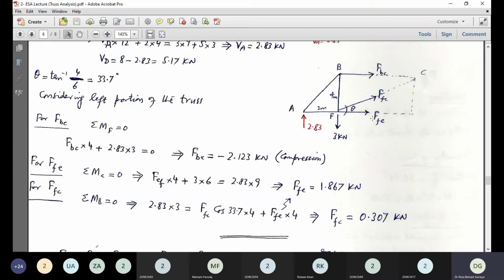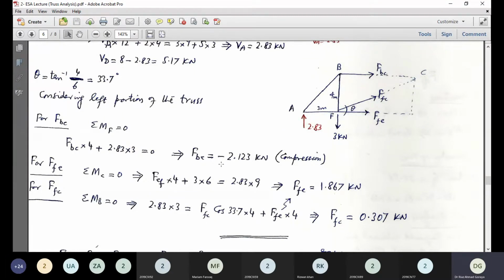By adopting this approach, our calculation work will reduce. So we will be in a comfort zone. So for FBC, sigma MF equals 0, now just FBC into 4 plus 2.83 into this distance 3 is equal to 0. So FBC will become minus 2.123 kilonewton, minus sign shows the compression.